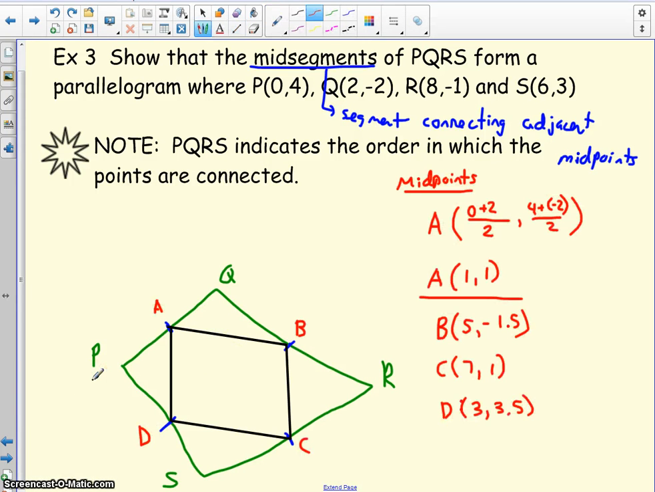Okay, just to show you an intermediate step here, I calculated the midpoints of all these sides, so I call them A, B, C, D. So A is the midpoint of PQ. I take my two x coordinates and average them out, 0 plus 2 over 2. I take my two y coordinates and average them out, 4 plus negative 2 over 2, which gives me a midpoint of (1, 1). Follow the same process. If B is the midpoint of QR, C is the midpoint of RS, D is the midpoint of PS, you should get these four coordinates for your midpoints. Okay, now that you have these 4 points, try and prove these 4 points form a parallelogram.